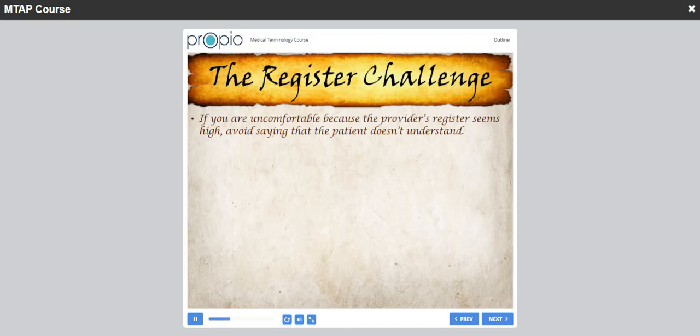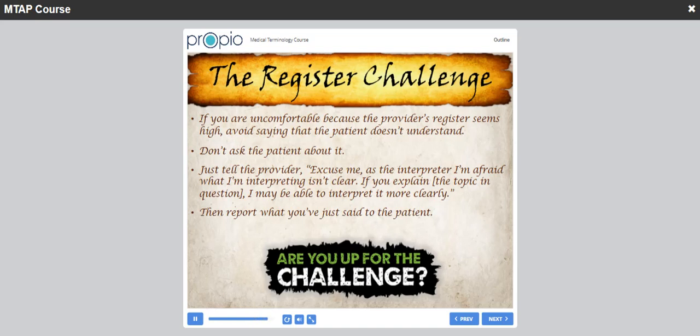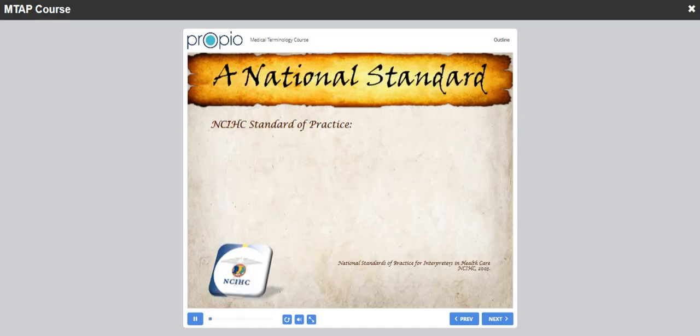As per NCIHC Standards of Practice, the interpreter replicates the register, style, and tone of the speaker. For example, unless there is no equivalent in the patient's language, an interpreter does not substitute simpler explanations for the medical term that a provider uses, but may ask the speaker to re-express themselves in a language more easily understood by the other party.